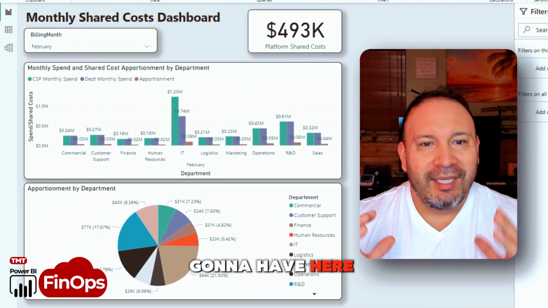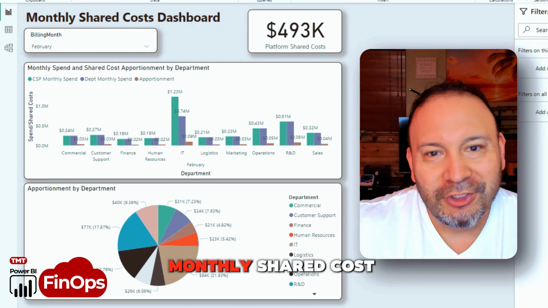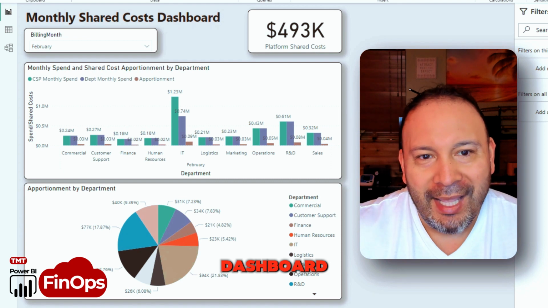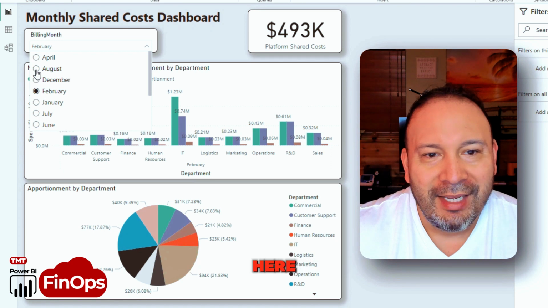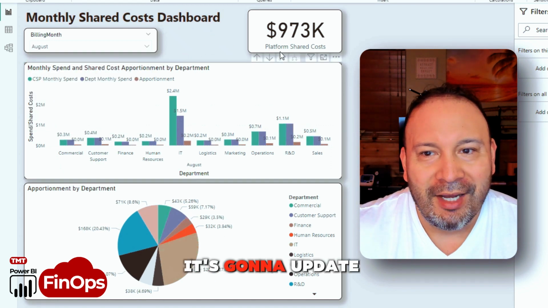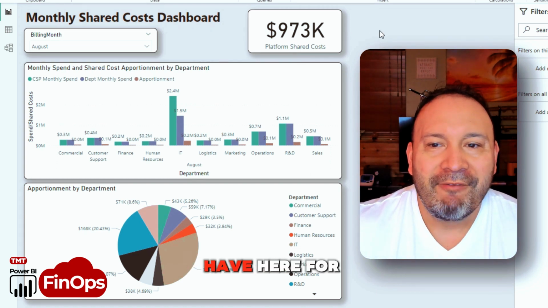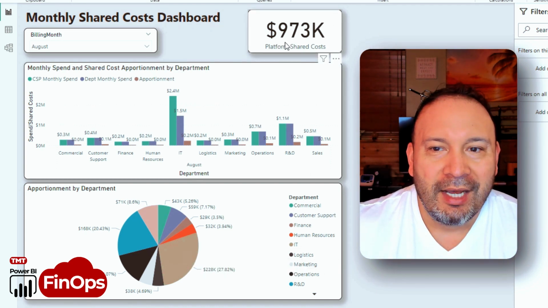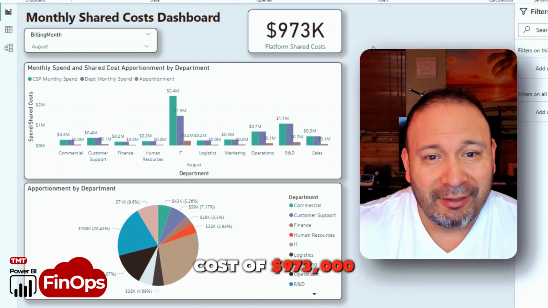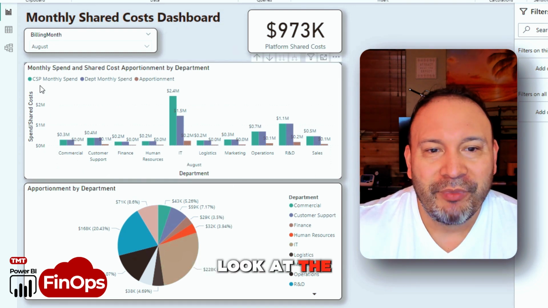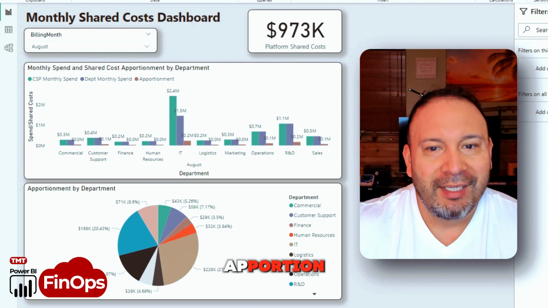So what you're going to have here is an example of how things are pulled together. This is an example of a monthly shared cost dashboard, and you can change things by month. So I could select a different month here, and upon changing the month, it's going to update the values, and you can see the different charts here. What we have here for the month of August is platform shared costs of $973,000.